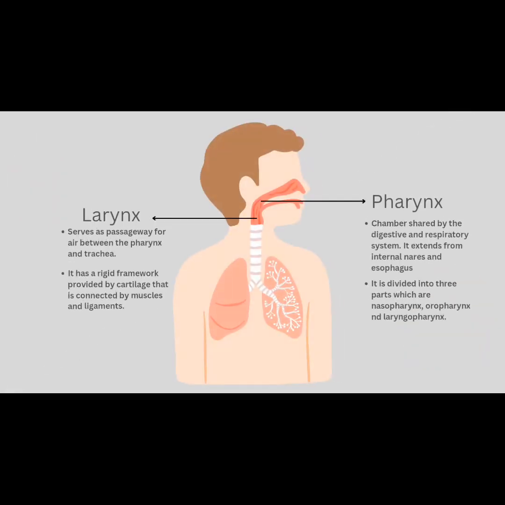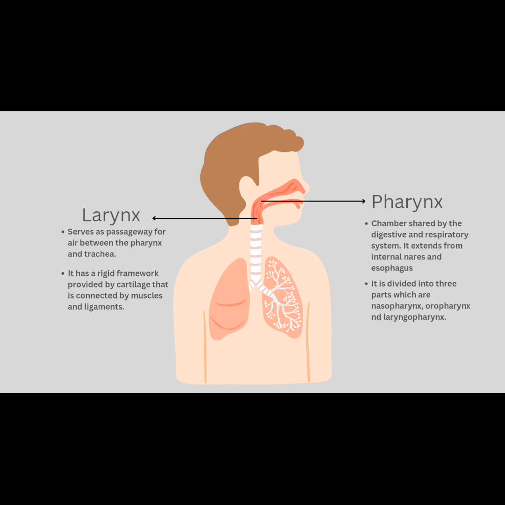The pharynx is a chamber shared by the digestive and the respiratory system. It extends from the internal nares to the esophagus. Then it is divided into three parts which are the nasopharynx, oropharynx, and laryngopharynx.